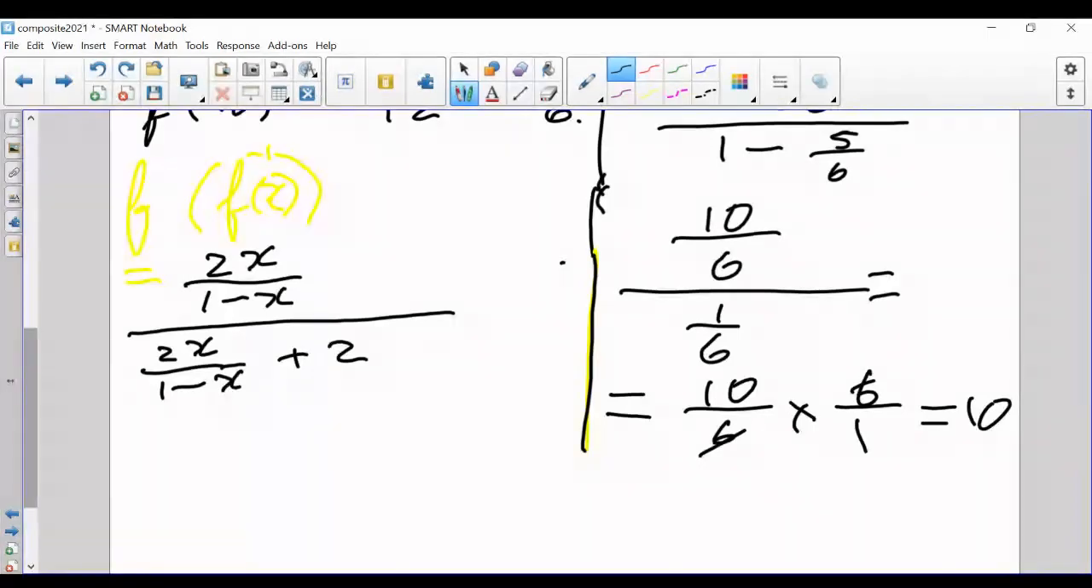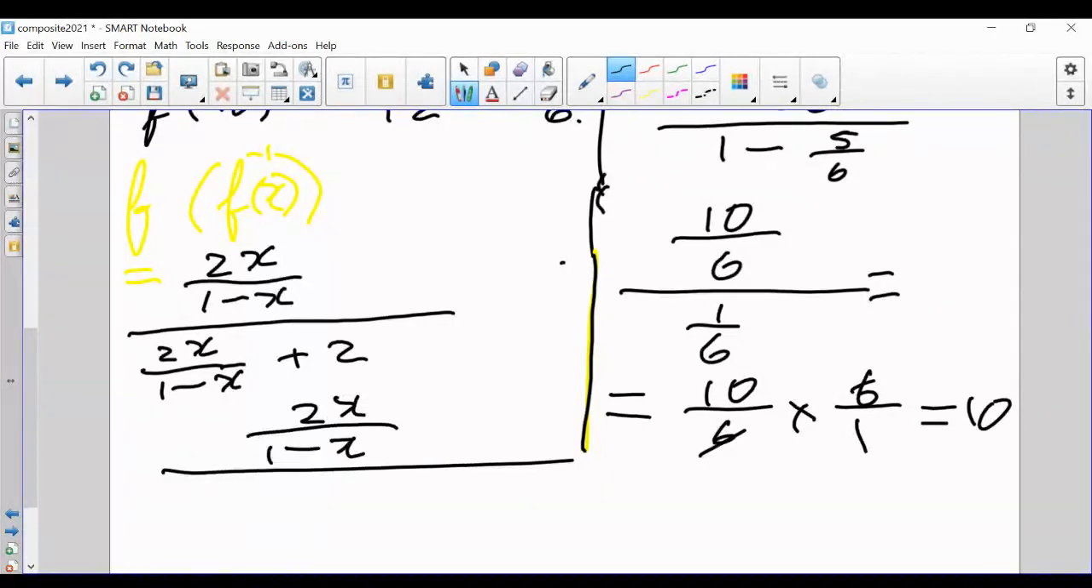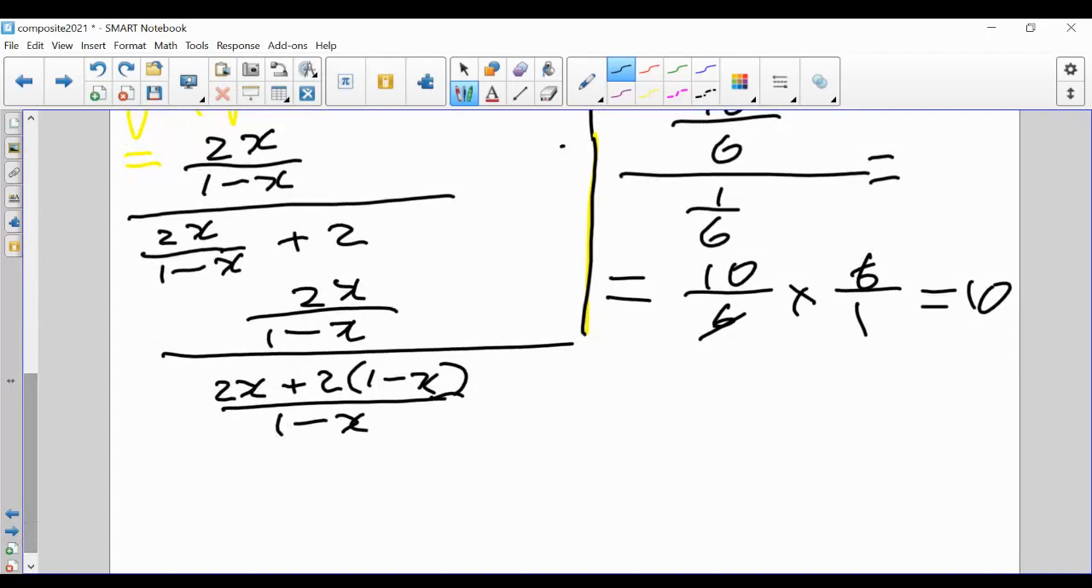At the bottom, find a common denominator. So let's take that 2x on top over 1 minus x, over the common denominator, which is 1 minus x. And on top of that, we're going to have 2x, hopefully you're going to agree with me on this, plus 2 times 1 minus x. I'm going to hope that everybody is okay with what I just wrote down. If you're not, let me know. Does that line make sense, with the common denominator of 1 minus x? How about everybody else? Okay, good.